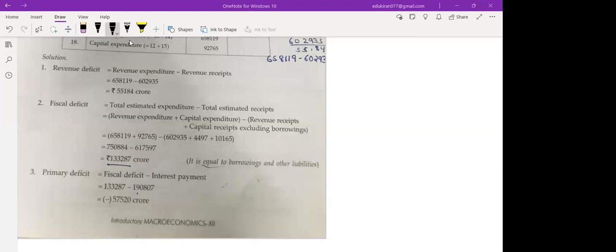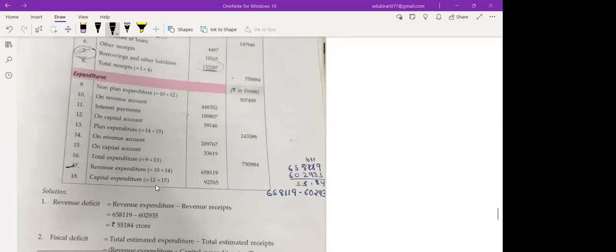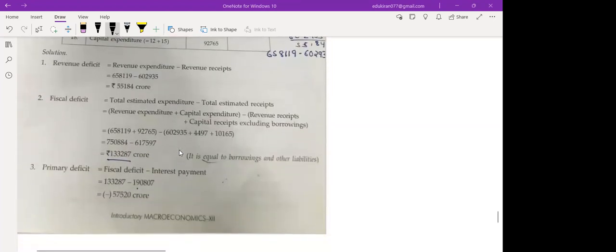Ma'am, I wrote the interest payment value wrong. Your voice is not clear, Vanisha. Ma'am, she says she wrote the interest payment value wrong. Okay. So interest payment is already given here. Right? Yes, ma'am. But while copying it down, I wrote it wrong. Okay, now quickly correct it. Then we will do the next question.